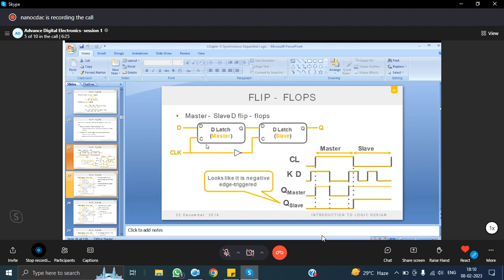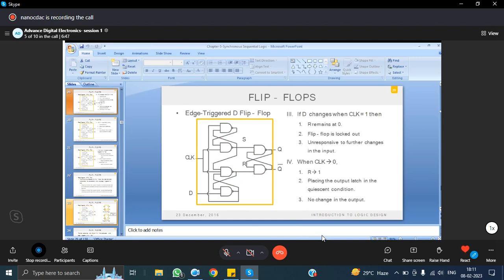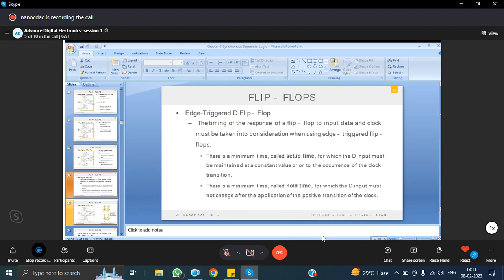Okay, so this is a master slave D flip-flop. It is using two latches and one clock signal. During the positive edge of the clock, one latch will be triggered, and during the negative edge of the clock, the other latch will be triggered. Okay, these are the outputs. You can go to the previous video and check it out. Then we have seen the operation of the flip-flops, the different inputs, and what is happening at the end.